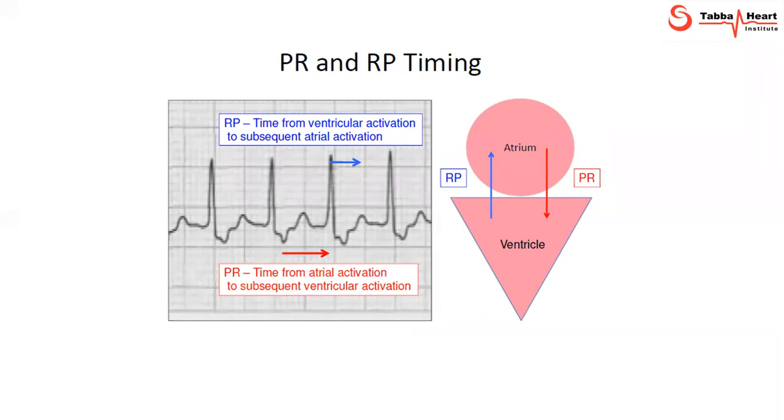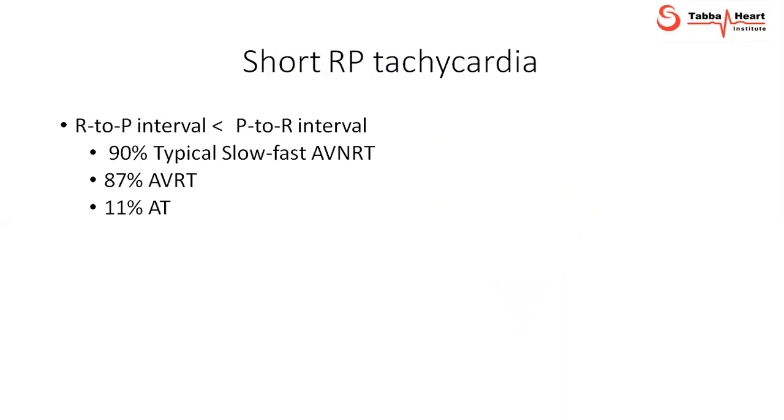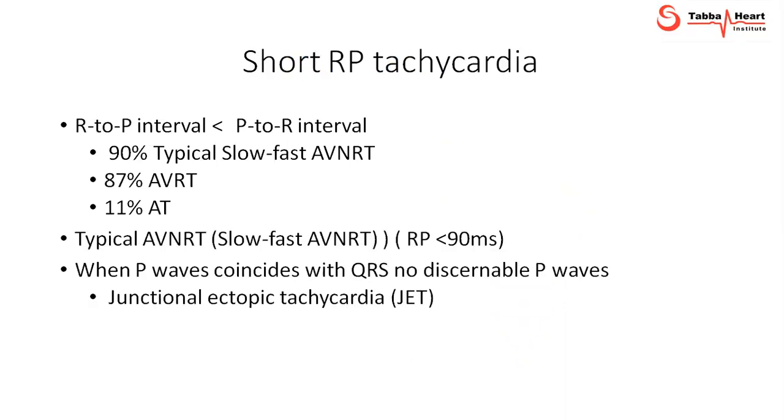If the RP is 90 and the PR is 110, then what happens? It's still a short RP because it's a ratio. It's a difference between PR and RP. Okay, so for short RP we've talked about the common differentials: typical AVNRT, junctional tachycardia, AVRT and atrial tachycardia with first degree AV block. These three differential diagnoses are common.